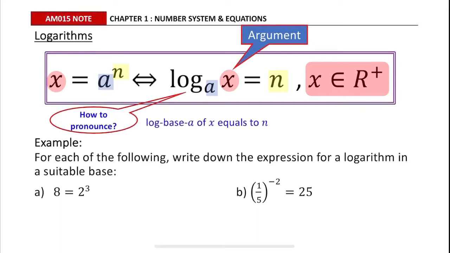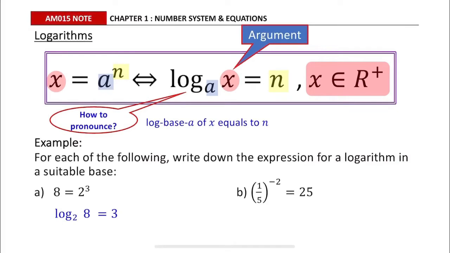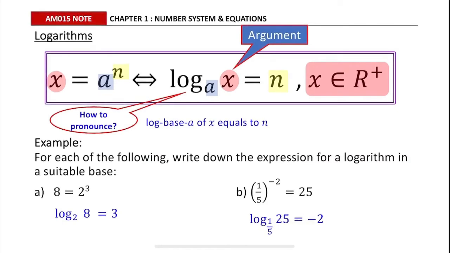So let's do the example. We want to express this index form into log form with suitable base. For question A, 8 equals 2 cubed. We notice here that the base is 2, so its logarithm form must be log base 2 of 8 equals 3. Question B is 1 over 5 to the power of negative 2 equals 25. And the answer is log base 1 over 5 of 25 equals negative 2.